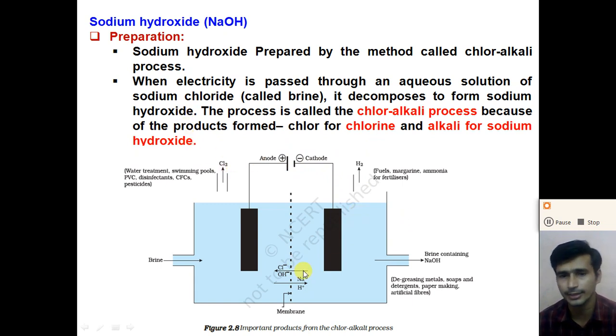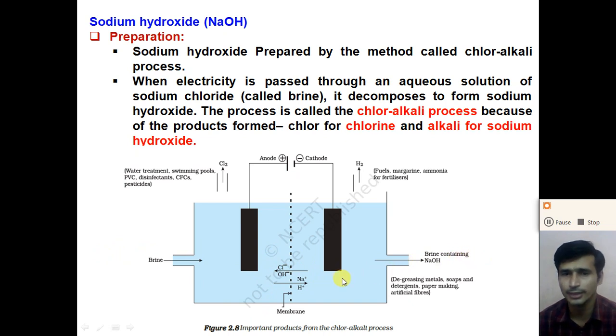So when electricity is passed through the aqueous solution of sodium chloride, from the sodium chloride Na+ ion and Cl- ion are formed, and from the water, H+ ion and OH- ion are released, right? So the sodium chloride is decomposed to form sodium hydroxide. In the solution, Na+ and OH- combine with each other, and we get NaOH, which is contained in the brine.